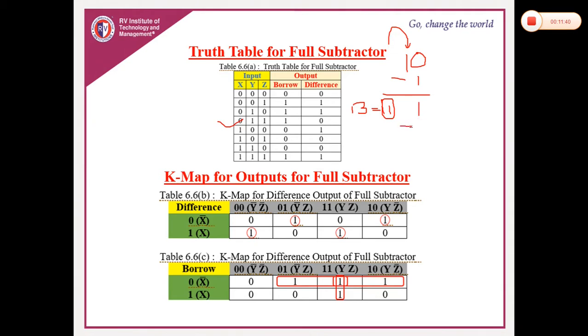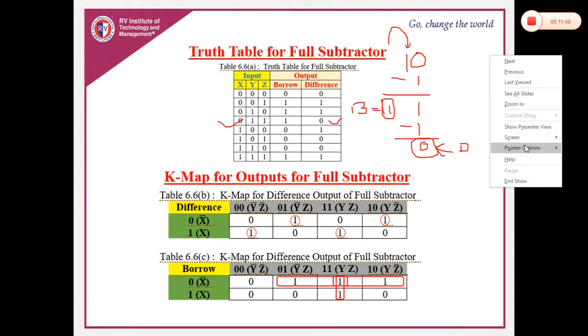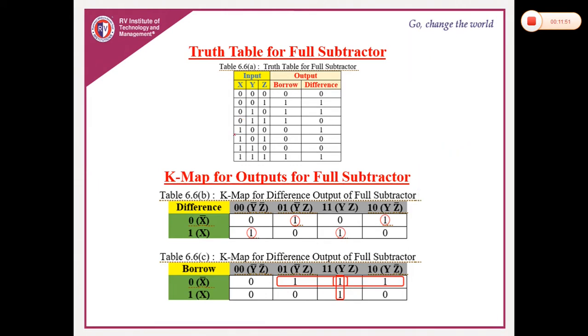So again we have to subtract this with 1. So 1 minus 1 is 0. Whenever we say 0, this is the difference output. So 1 0. Next combination we will see, 1 0 0. 1 minus 0 is 1. Again minus 0 is again 1. There is no borrow, but the difference is 1.